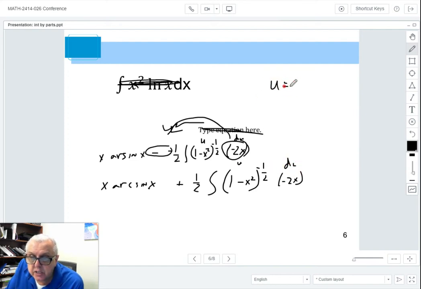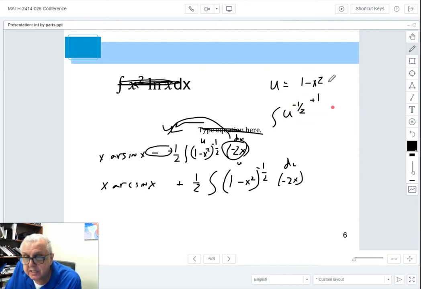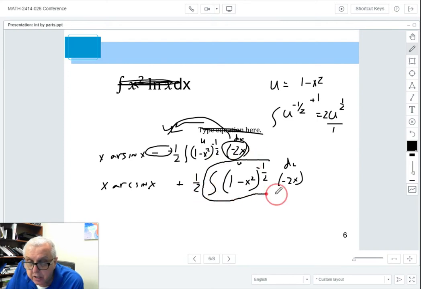So if u is, do you see, u equals 1 minus x squared? Then I'm actually integrating u to the negative 1/2. I add 1 to that, and I end up with u to the positive 1/2, negative 1/2 plus 1, and then I put 1 over 1/2. So when I integrate this part here, I end up with 2u to the 1/2 over 1, and there's just 1/2 outside.